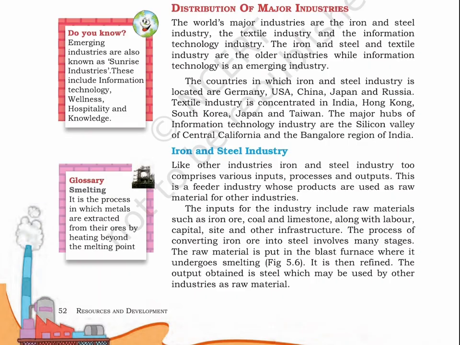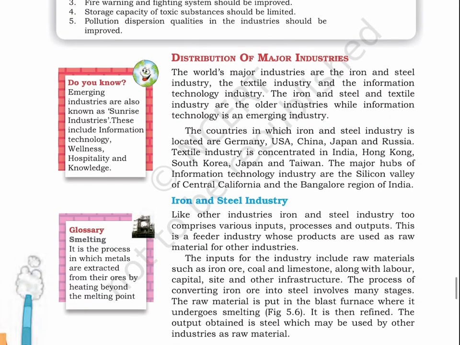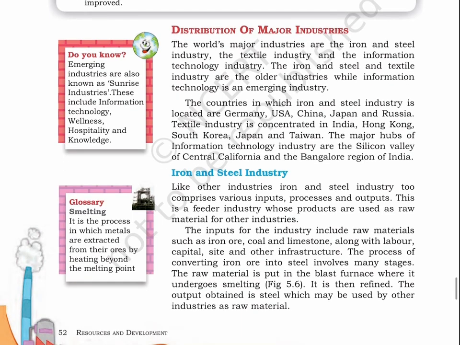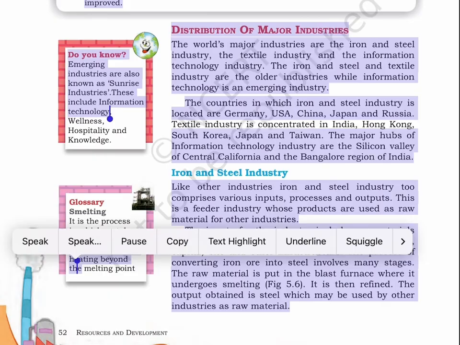On left side, there is a red box which reads, "Do you know?" Emerging industries are also known as sunrise industries. These include information technology, wellness, hospitality, and knowledge. There is another box which reads, "Glossary." Smelting. It is the process in which metals are extracted from their ores by heating beyond the melting point. Page number 53.